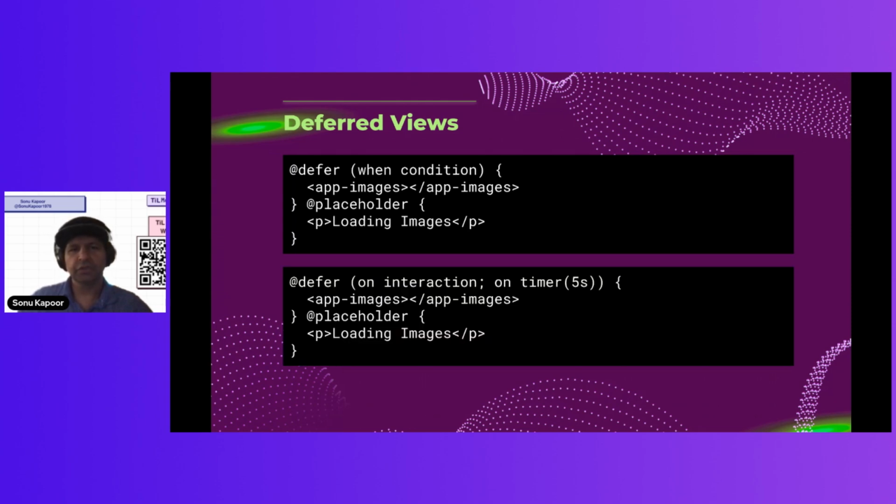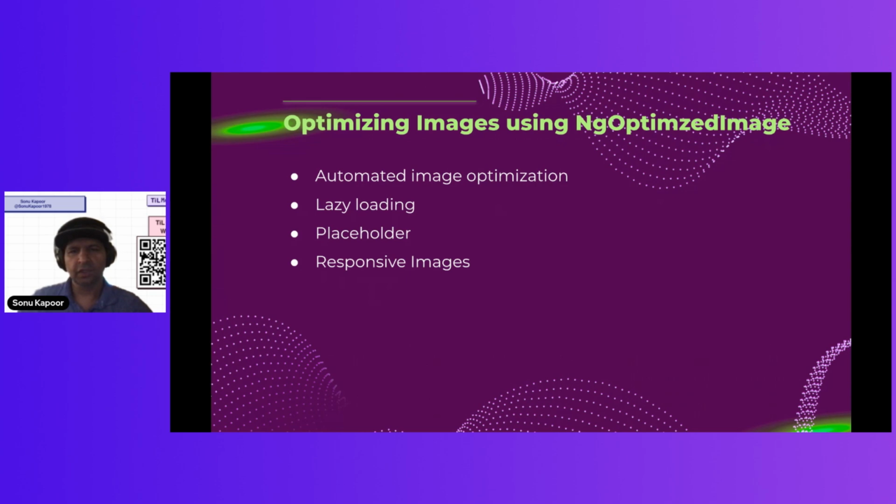Similarly, you can use the on trigger. So in the second example, we're using two on conditions. These conditions are executed always with or. So it's not an and, it's always an or condition. You can also mix when and on conditions. And these are also always or conditions. So in this example, I'm saying trigger the block if the user interacts with the placeholder or after 5 seconds. And that wraps it up for the deferred views.